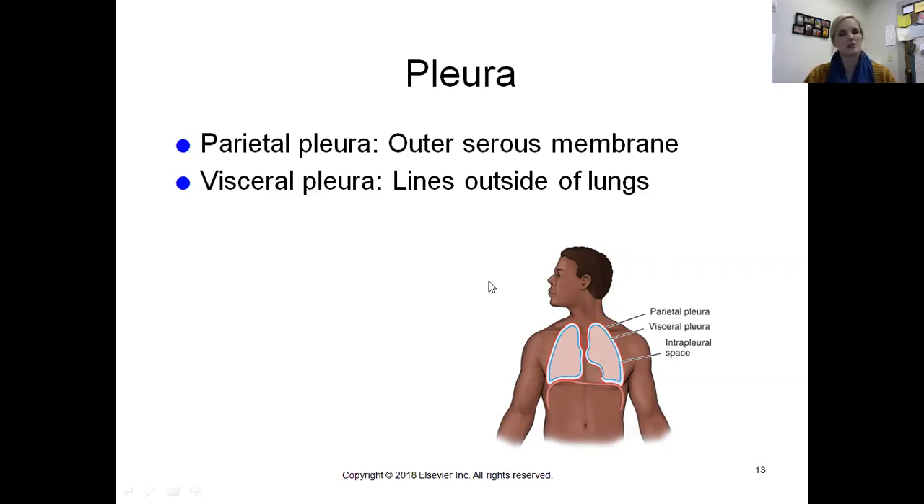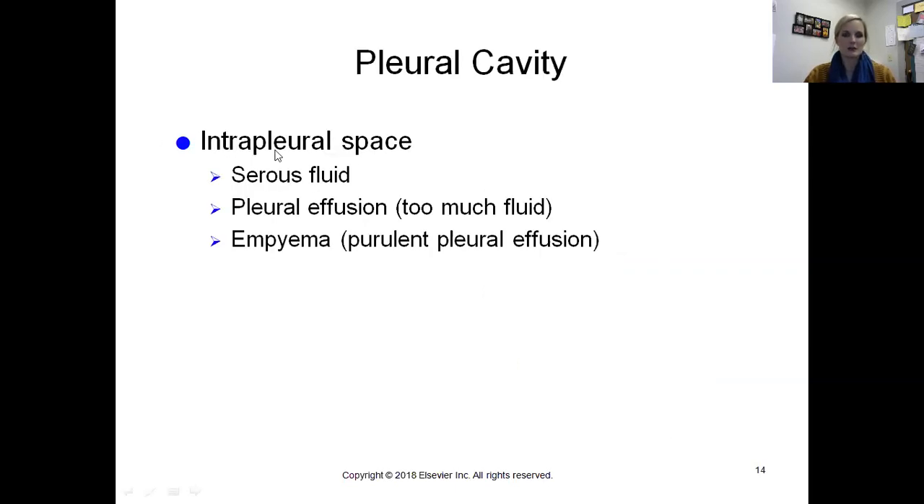There's actually a fluid that's created that's going to help to act as a lubricant in this process of breathing to help ease that friction. And that's exactly what you'll see here, that the interpleural space is where that serous fluid is going to be put. Like I said, its job is to help ease friction as our lungs are expanding and then contracting. That helps with that process.